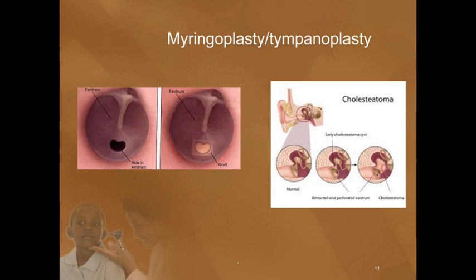A tympanoplasty is the repair of the tympanic membrane and the reconstruction of the ossicular chain to prevent conductive hearing loss. Ossicular discontinuity can result from chronic otitis media, trauma, or cholesteatoma.